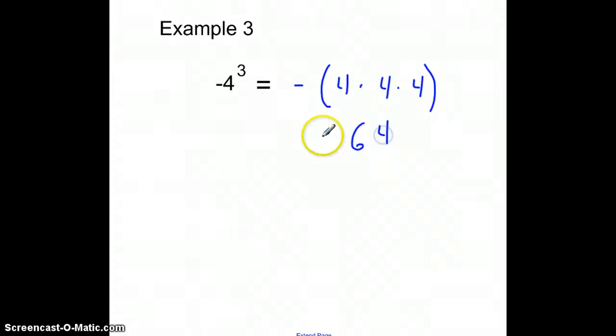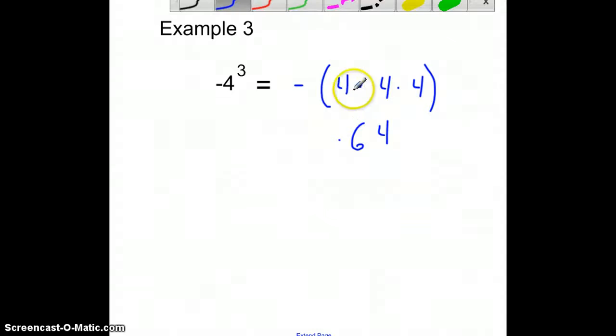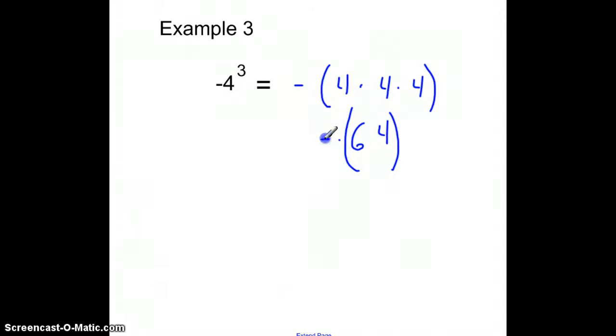Take a look at the next example. This one is similar to example 2, but a little bit different. Again, we've got to follow our order of operations. So we've got to do our exponent first before we factor in multiplying by this negative sign. So really what we have here is something that would look like this. Technically we have 4 times 4 times 4, which is 64. And then we take on that negative sign. So this whole thing would equal negative 64.